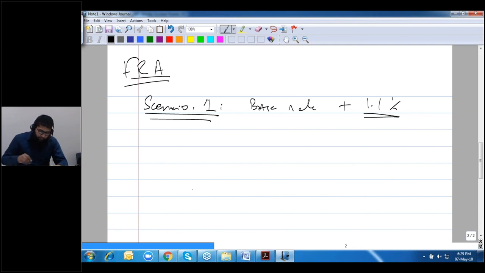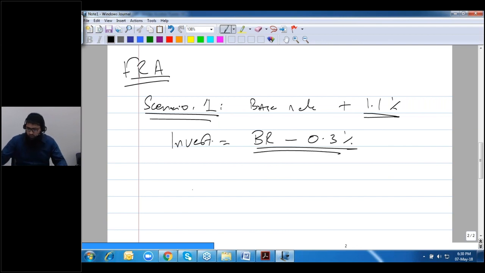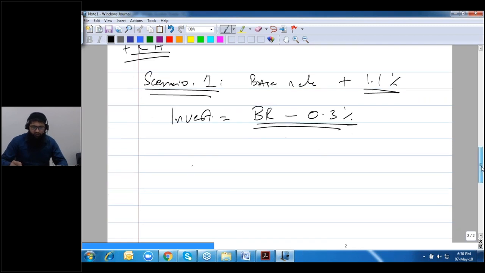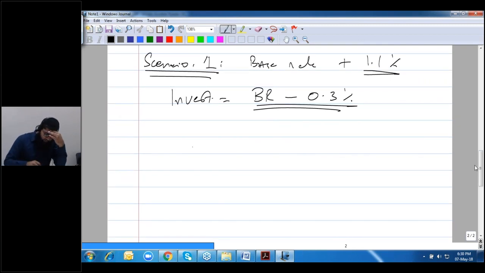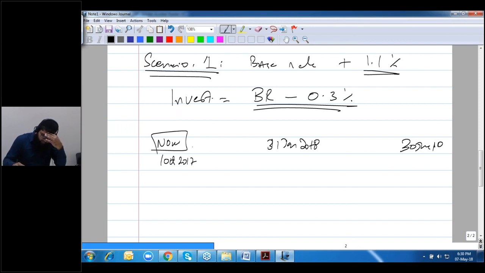If the base rate is up by 1.1%, what is actually going to happen is, remember one thing, you can invest at base rate less 0.3%. Now what you need to actually understand is, when it comes to interest rate risk management, we are standing now, 1st October 2017, and we plan to invest on 31st January 2018, and we will withdraw the funds on 30th June 2018.